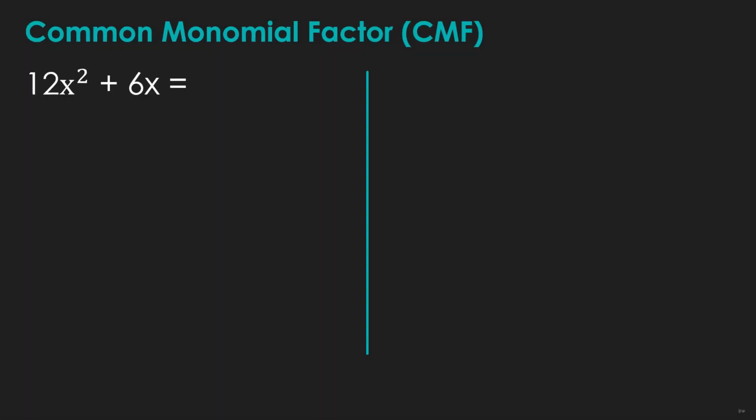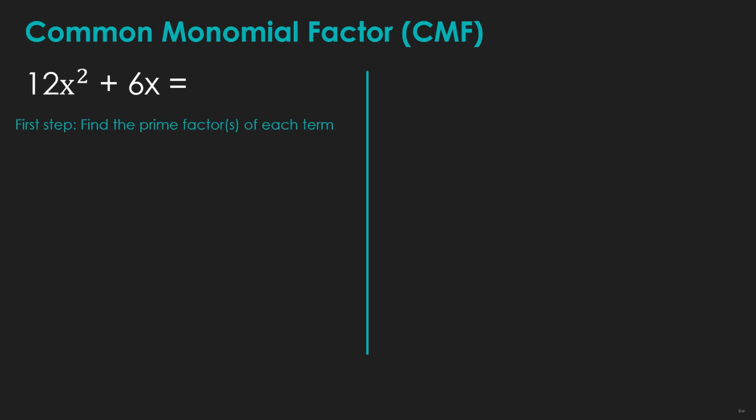Next, our polynomial here is 12x squared plus 6x. Again, we have two terms. Please take note that polynomials can have more than two terms, but for our examples here, we focus on two terms only. However, how we solve two-term polynomials is just the same on any other polynomials.